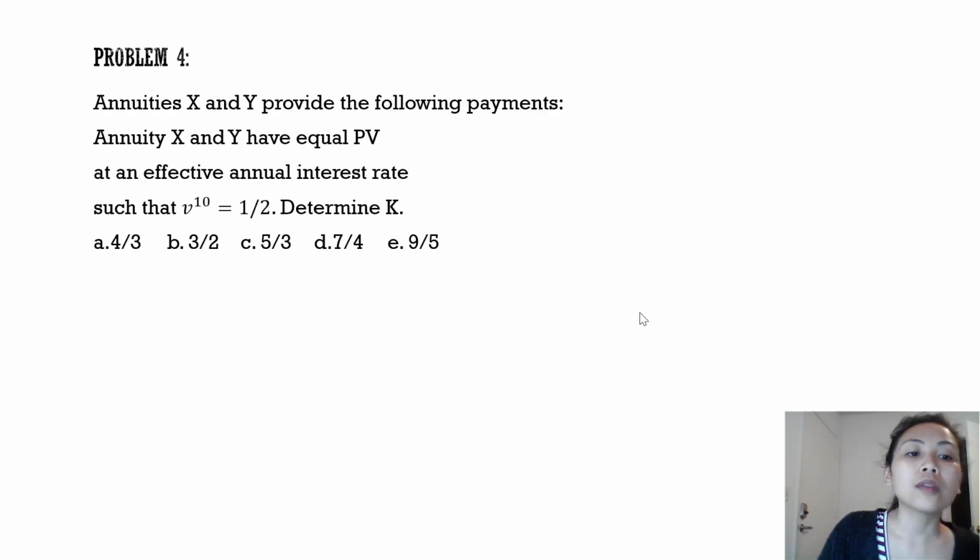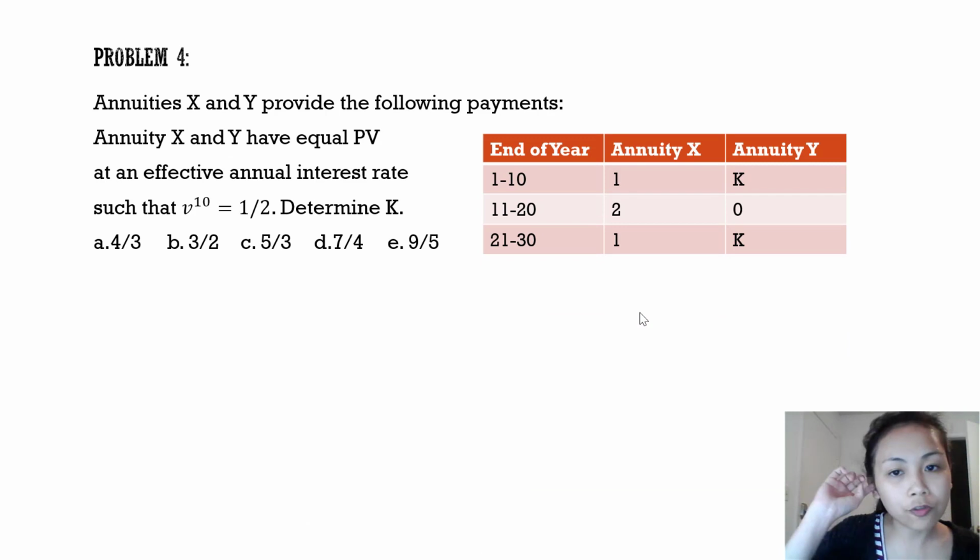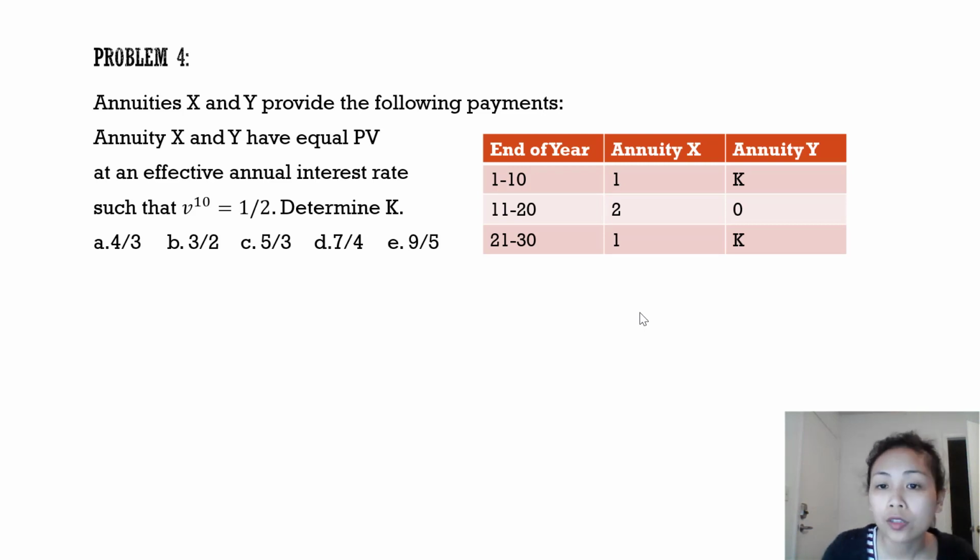Problem number 4. Annuities X and Y provide the following payments. Annuities X and Y have equal present value at an annual effective rate of interest such that v^10 is 1/2. Determine k. So this is the first annuity, annuity X.